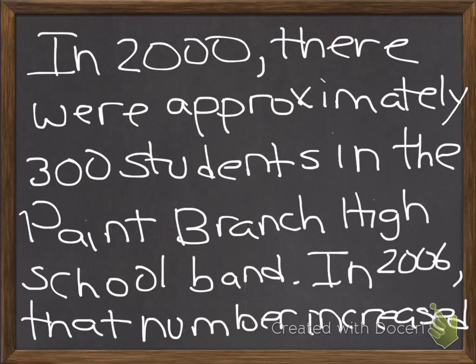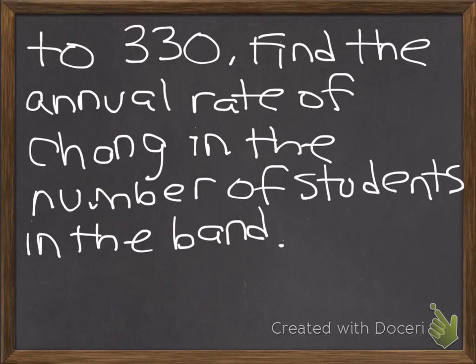And the last problem we're going to do is another way of finding slope, which they call rate of change. So it says in 2000 there were approximately 300 students in the Paint Branch High School band. In 2006, that number increased to 330. We need to find the rate of change. Oh, that says Chong. Whoops. In the number of students.